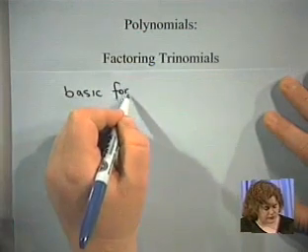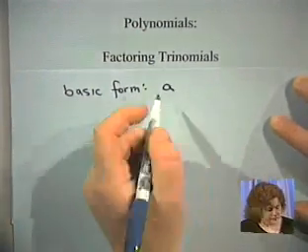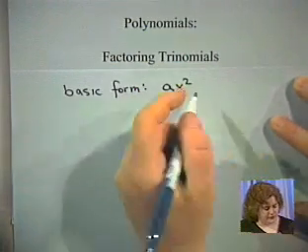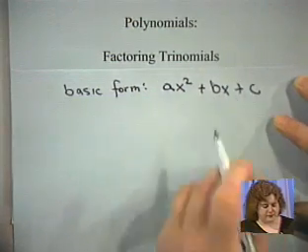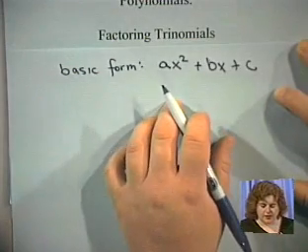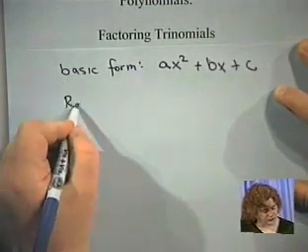or the general form, is some constant a times variable x squared plus bx plus c. We can get there if we multiply two binomials. So let's just review that.